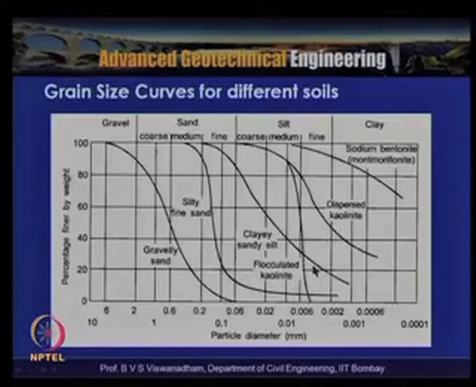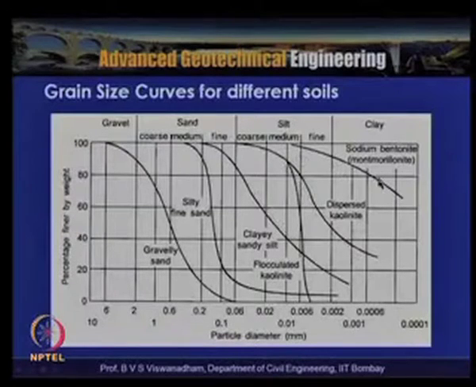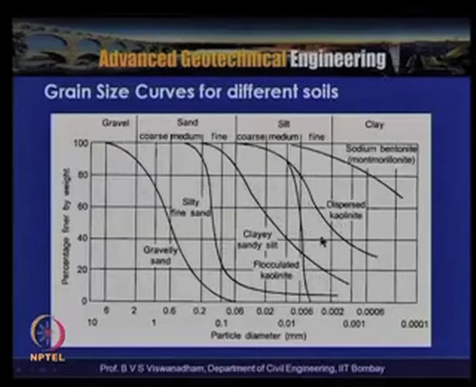Then here there are two types: one is the flocculated kaolinite, the other is the dispersed kaolinite, and the sodium bentonite, which is the finest of all, where you can see the finer fraction, the particles are very small. So, as we go from this side to this side, the particle size diminishes. For example, you have flocculated and dispersed, where the repulsions are very predominant, and here there is a possibility of flocculation.